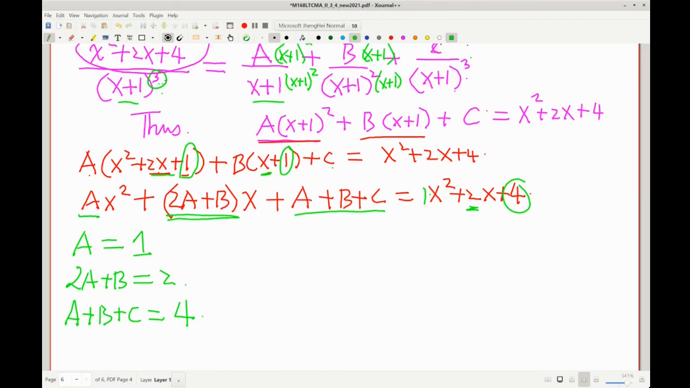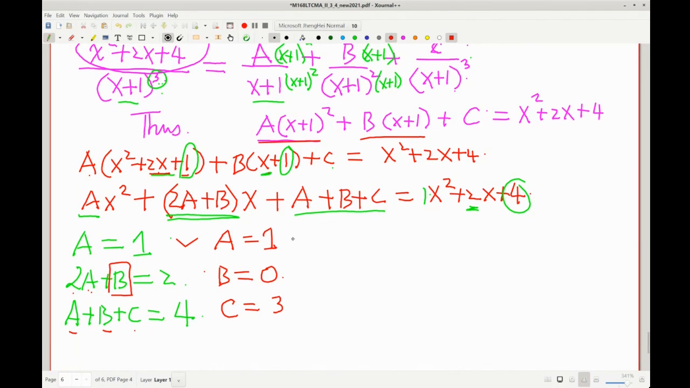We have two polynomials on either side, and that means that we can equate the coefficients. So a is equal to 1. That's done, nothing more to do. If a is equal to 1, we have 2a plus b is equal to 2, so it must be that b is equal to 0. So this one gives us b is equal to 0. And we have a equals 1, b equals 0, so we have 1 plus c is equal to 4. So it means c is equal to 3. So that's how we get all these terms.